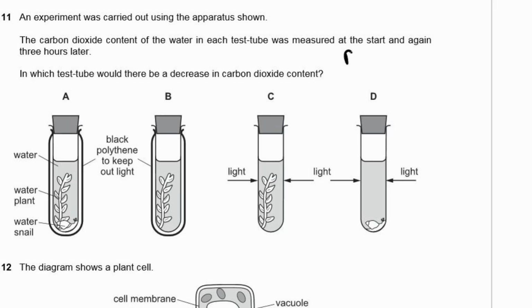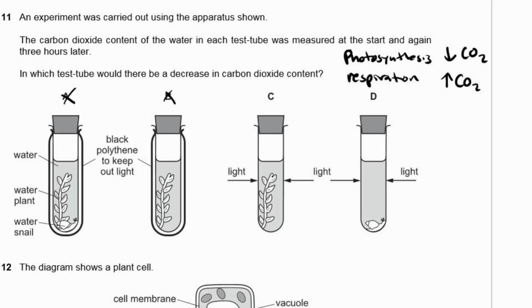Okay, so remember, photosynthesis uses up carbon dioxide, so the CO2 would decrease. And respiration produces carbon dioxide, so it would increase. Okay, so photosynthesis is what reduces the carbon dioxide content. So the one of these that will do the most photosynthesis is the answer. The one that covers up the test tube with black polythene to keep out light is not going to be the answer, because light is needed for photosynthesis.